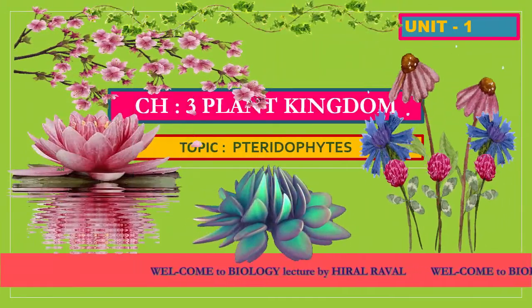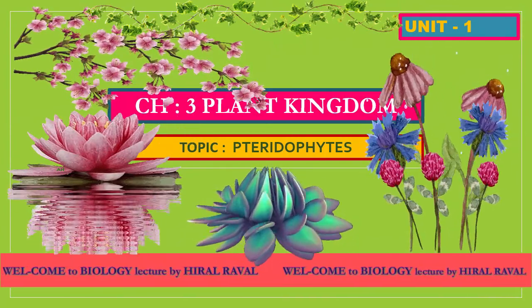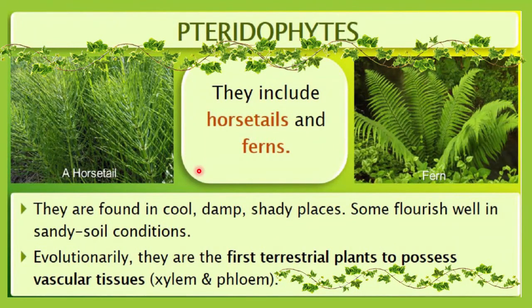Hello students, today we are going to discuss the next topic of this chapter, and that is pteridophytes. Pteridophytes include horsetails. Here you can see the photograph of a horsetail. And next is a fern. So pteridophytes include horsetails and ferns.